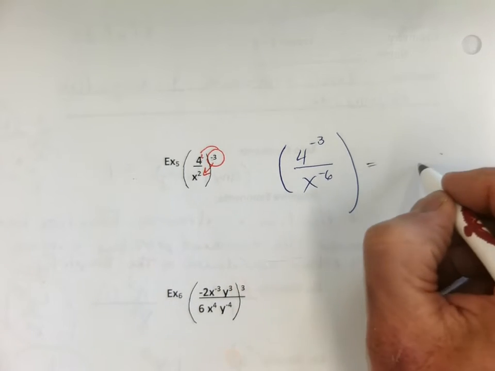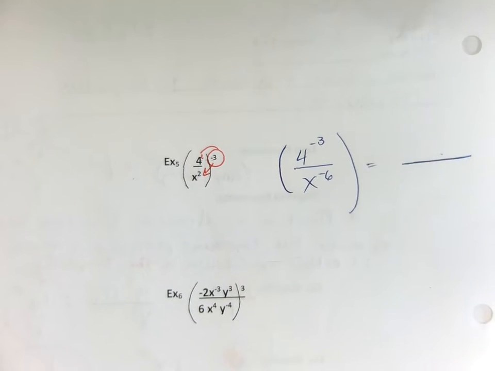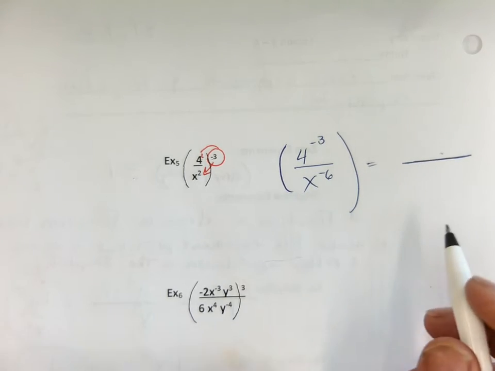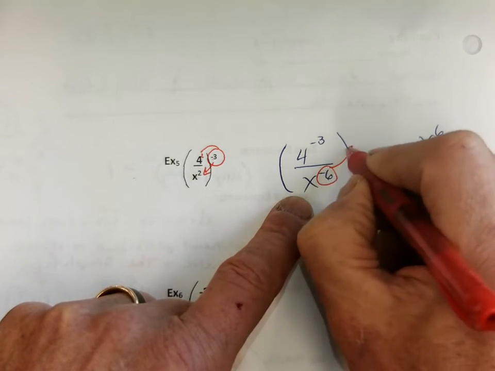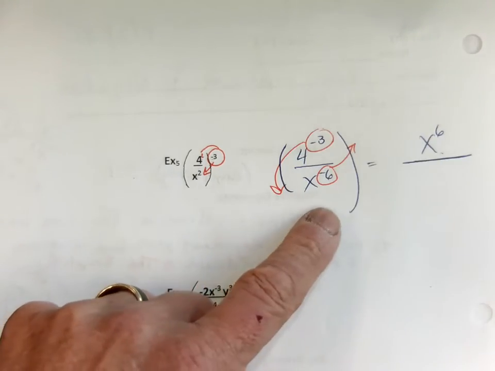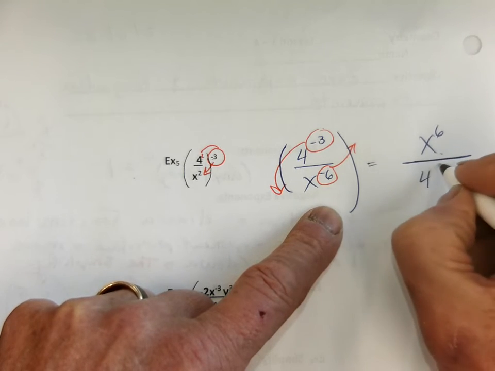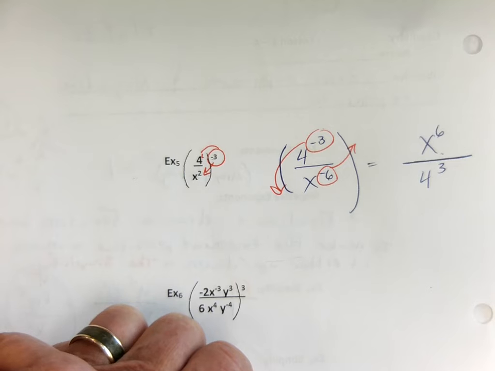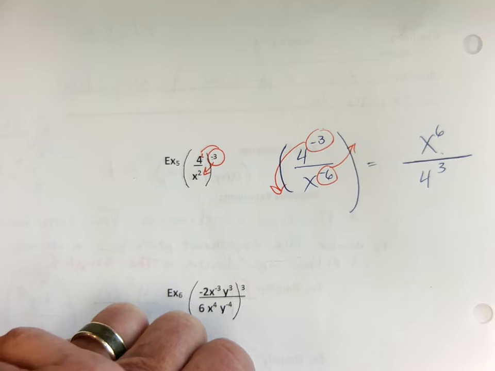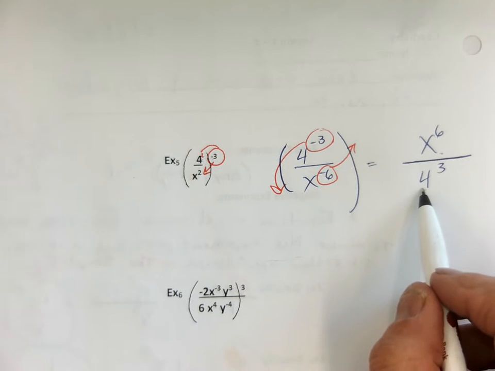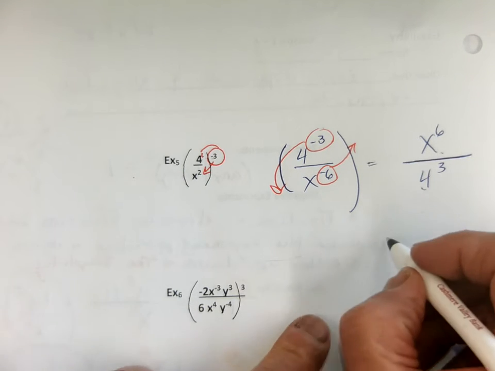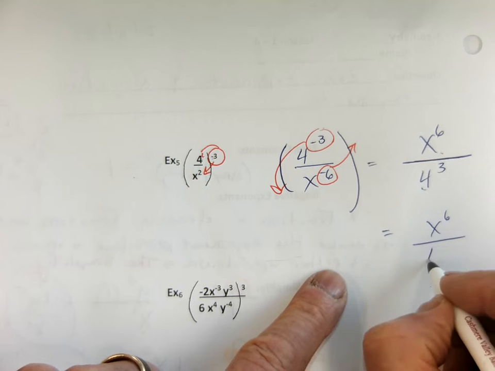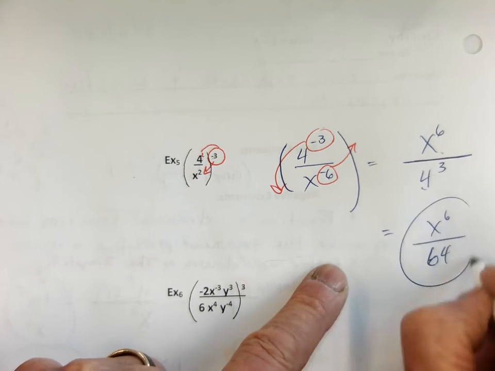Okay, now, fraction bar. I'm going to have an x to the positive 6 because I brought this one up, and I'll have a 4 to the positive 3 because I brought that one down. So I just moved them. I'm going to do one more thing. What is 4 times 4 times 4? 64. I knew you meant that, Scott. So x to the 6 over 64. See, Scott almost wrote 48.